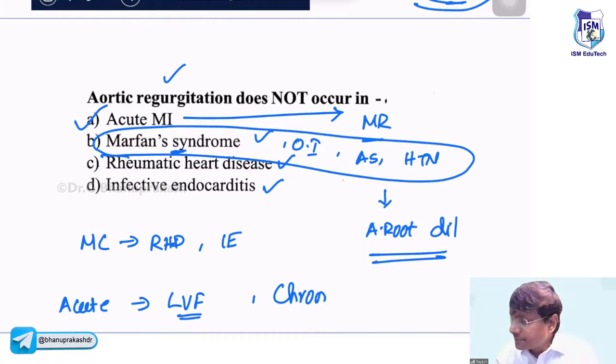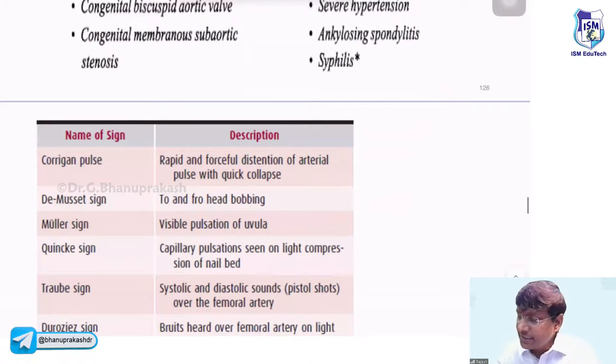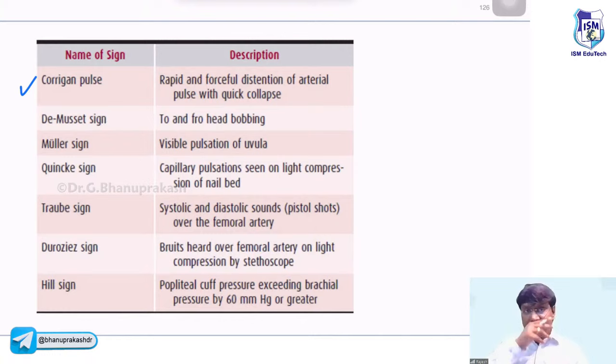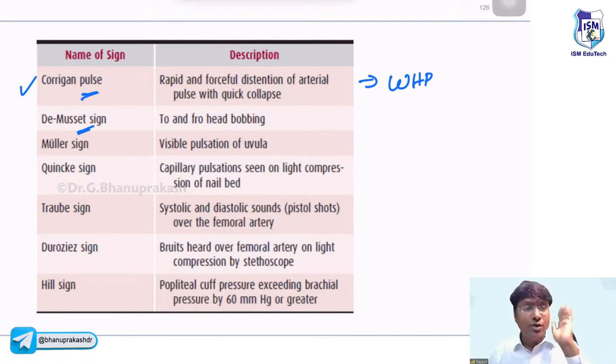And what are those peripheral signs? That includes, number one, Corrigan's pulse. Corrigan's pulse is nothing but the water hammer pulse, right? Where you have the sudden collapsing pulse. Next is Demoset sign. What is Demoset sign? It is head nodding with each cardiac cycle, right?